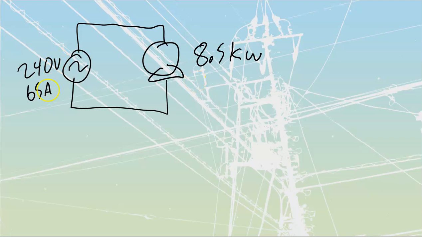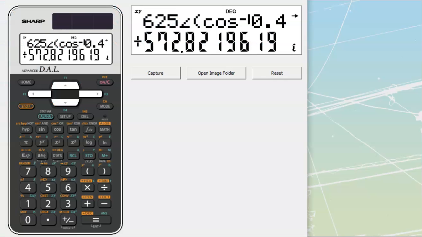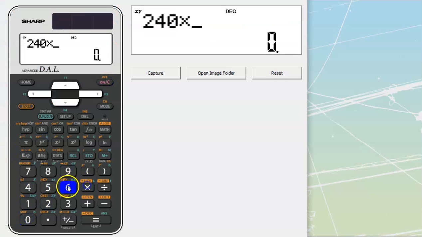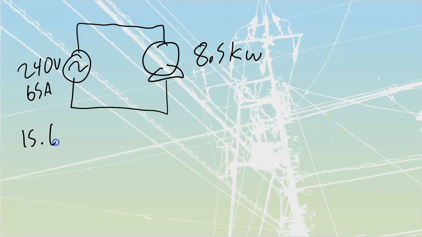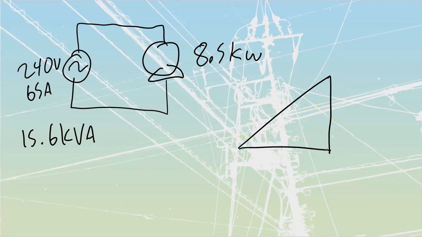If I take a look, I've got volts and amps at my source. My line voltage and line current together are going to give me my VA, so we multiply those two together. 240 times 65 gets me to a value of 15,600, so 15.6 kVA. I now have kVA and kilowatts, so I can develop a triangle off of that. We've got 8.5 and 15.6. I can do my watts over VA, which is going to get me my power factor. Let's do that.